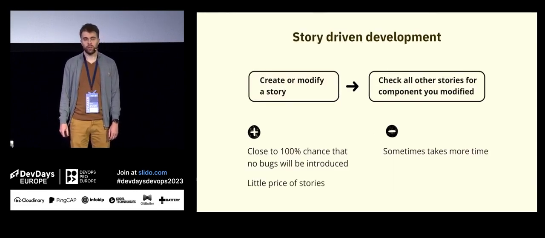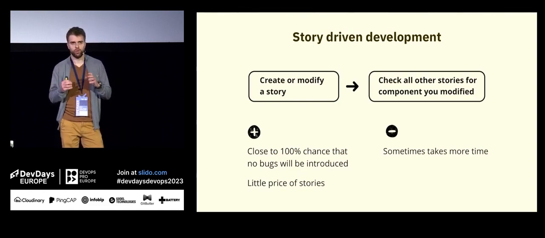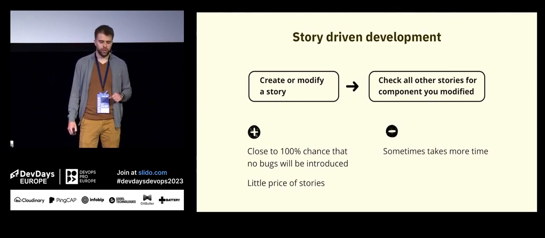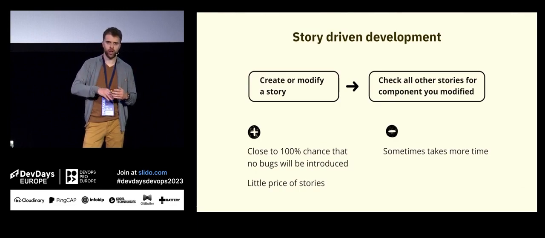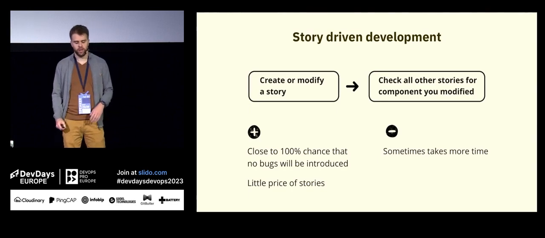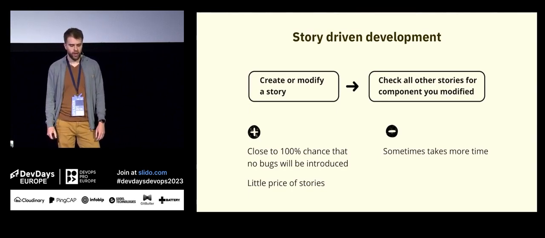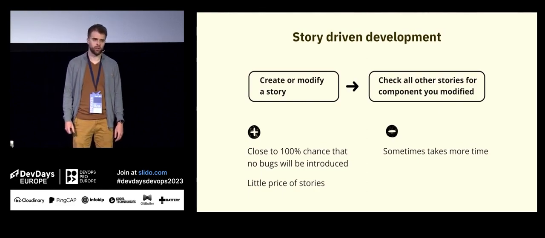For story-driven development, the flow looks a bit different. You first create a small story for your case, and then you check all other stories for the component just to be sure you didn't conflict anywhere. With that approach, you have a close to 100% chance no bug will be introduced, because if a feature is scoped to a component and you checked all cases the component provides, then you can be sure it works properly. And stories are pretty cheap compared to other ways to test your components.